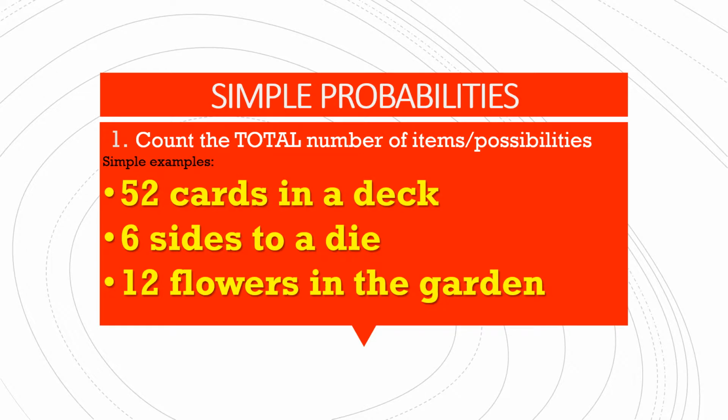And again, here's some examples. There's 52 cards in a deck. There's 6 sides to a die. That's one die out of a pair of dice. If you just roll one of them, there's 6 sides, so there's 6 possibilities. And there's 12 flowers in that garden that we mentioned. So that's the total number of possibilities that we have.